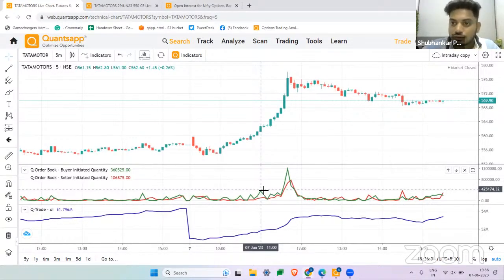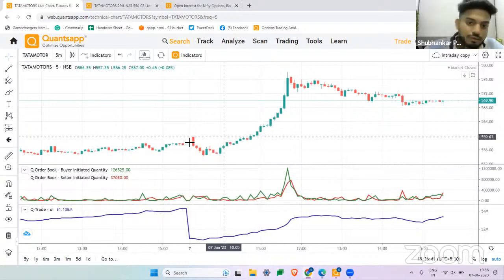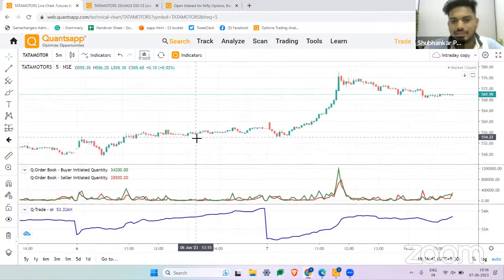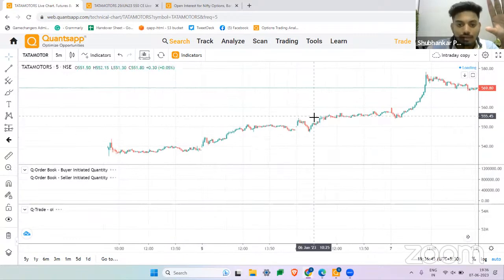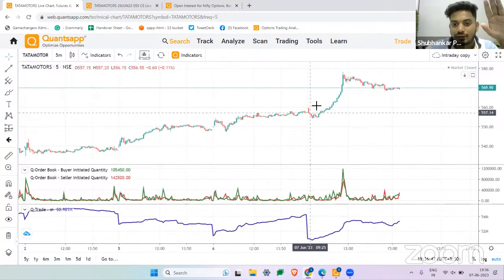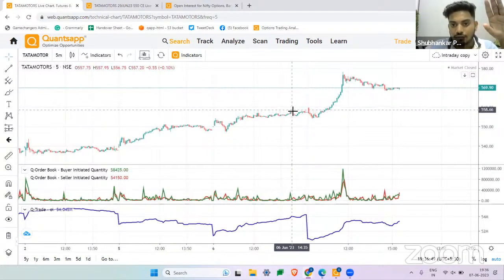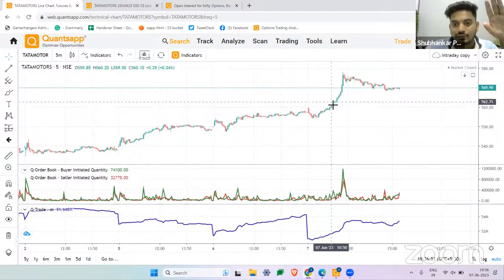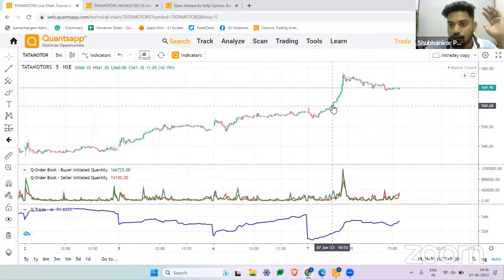Seller initiated quantity is telling you how much sellers have sold it on the pit. So simple. One of the ways is what I do: I look at the previous highs. I just identify where the previous highs were, where the instrument typically faced resistance. So what I can make out is this is where the instrument faced resistance. Now the moment that resistance is taken out, that is where my entry point would be.